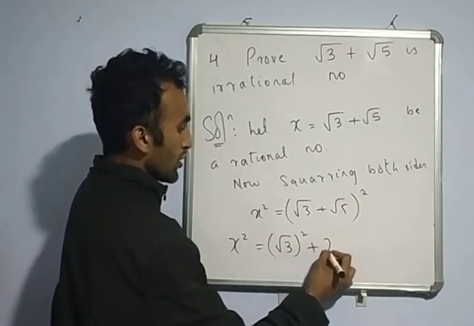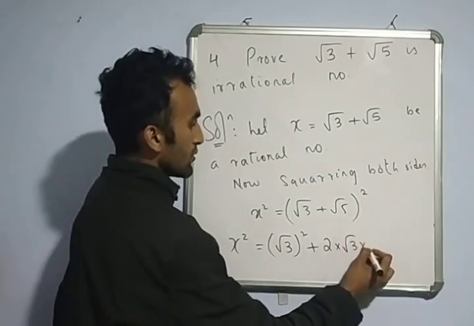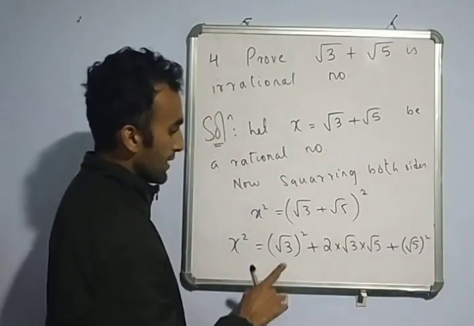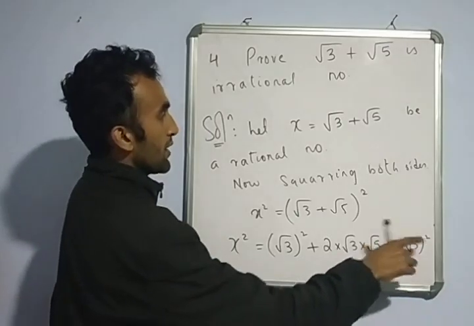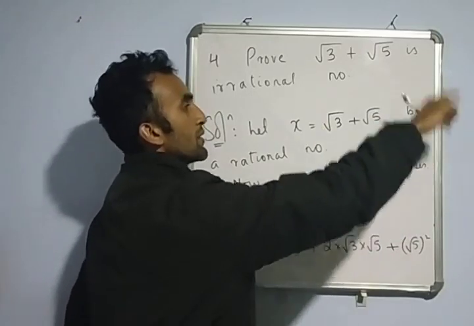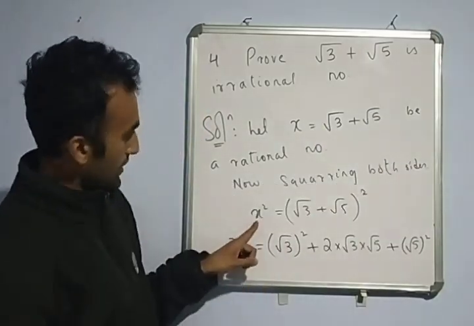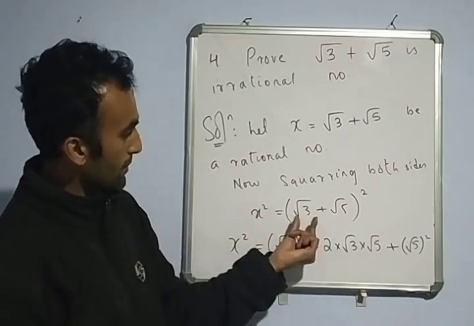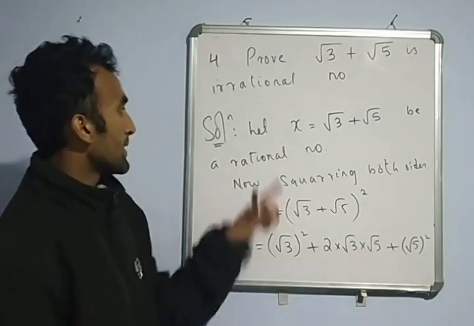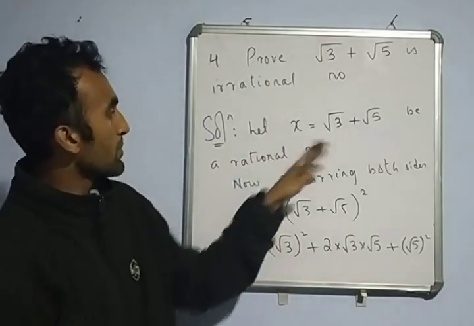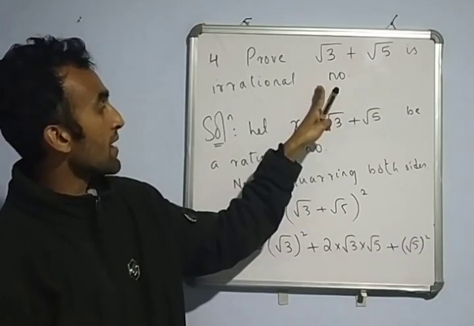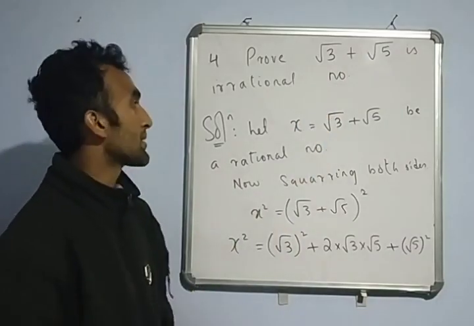A square plus 2ab, 2 root 3 into root 5, plus b square, root 5 square. I repeat, a square plus twice ab plus b square. When you square both sides, it goes to everything. Like if there are 4, 5, 6 terms also, it will be the whole square. So x square as it is, a square plus 2ab, remember a is root 3, b is root 5, plus b square. Remember that I assume x to be a rational number, but I have to prove it is an irrational number. Contradiction method, remember.